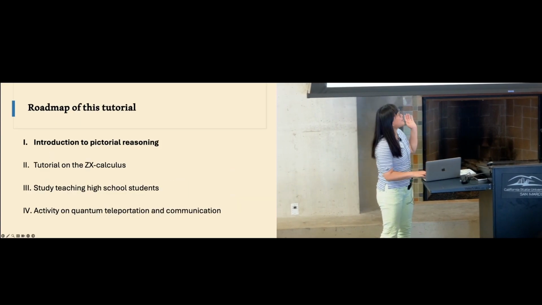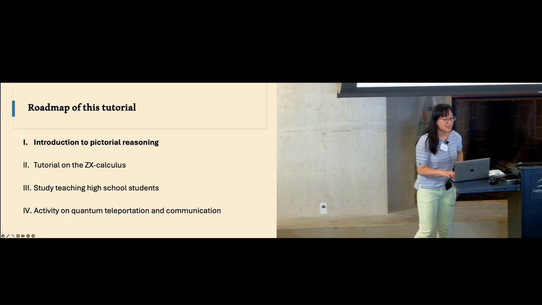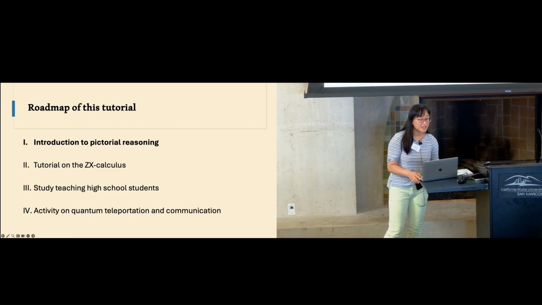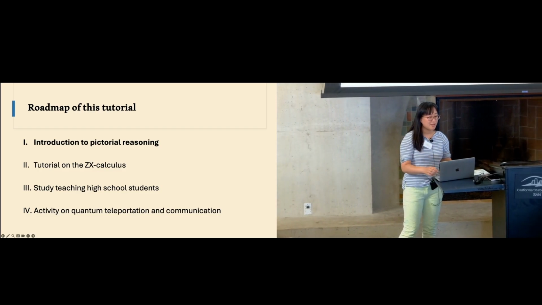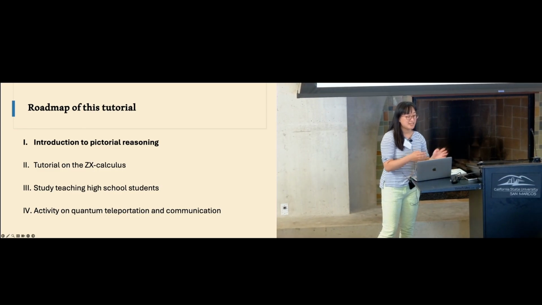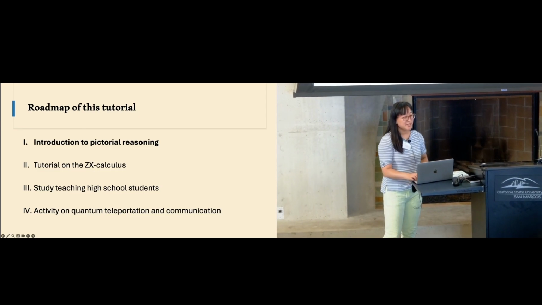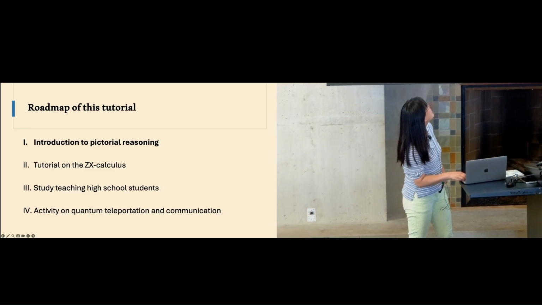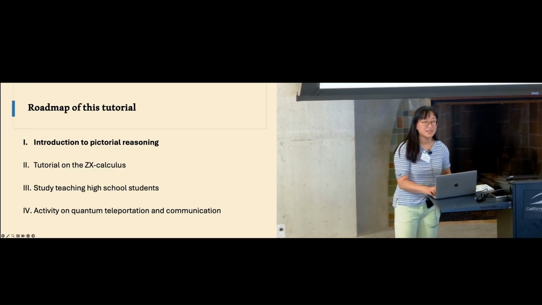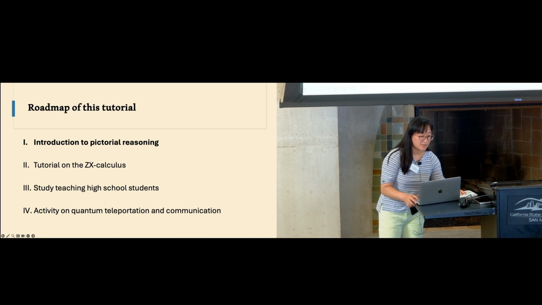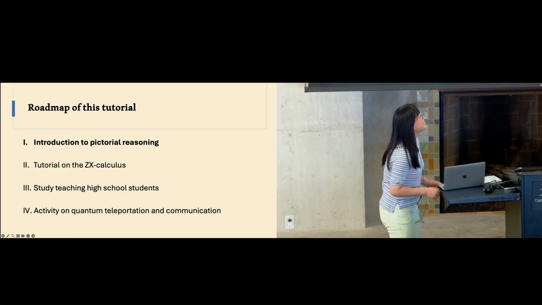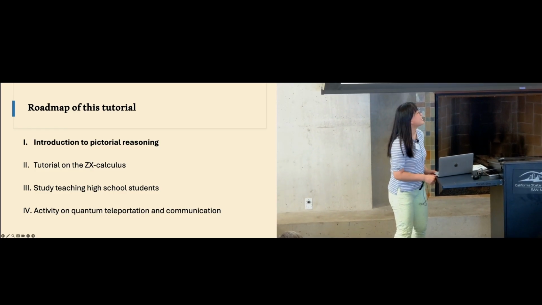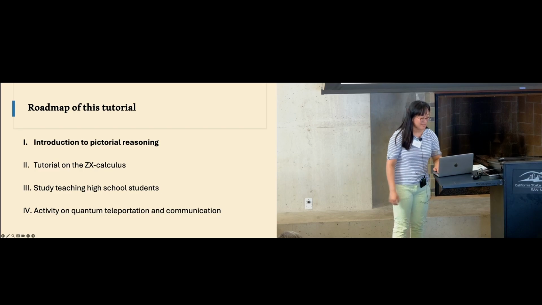Here's the roadmap of this tutorial. I'll start with an introduction, just the big picture about pictorial reasoning. And then a tutorial on the ZX calculus, which is a graphical formalism for researching and teaching quantum computing and quantum information. Then I'll say a bit about our study where we taught high school students using the ZX calculus and pictorial reasoning. And finally, I'll do a short activity. We'll see how far we get. And a bit of whiteboard extra stuff if we have time.